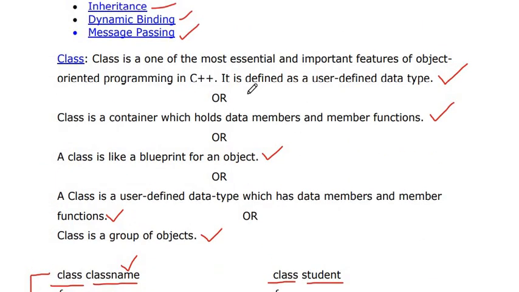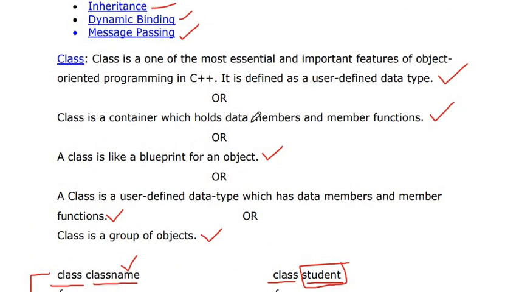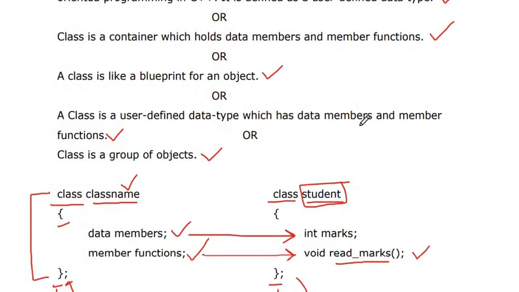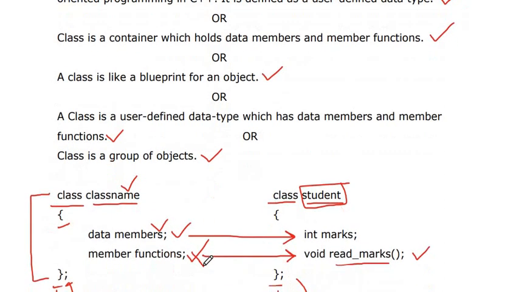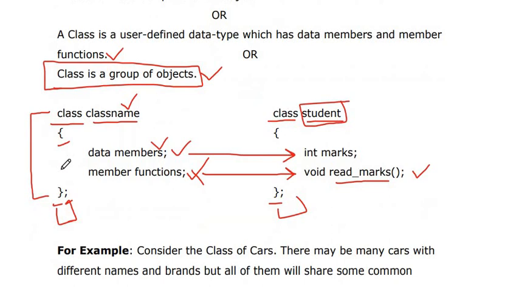Look at the first definition. It is defined as a user defined data type. So here class is defined as a user defined data type. Here user defined data type is student. Now look at the second definition. Class is a container which holds data members and member functions. Yes. Here within the body of the class we have written data members and member functions. Now look at the fourth definition. Class is a user defined data type which has data members and member functions. Right. Now look here. Class is a group of objects. I will explain this definition in the next page.